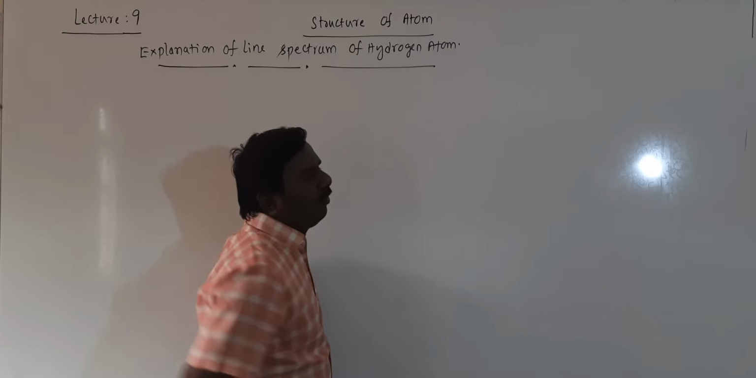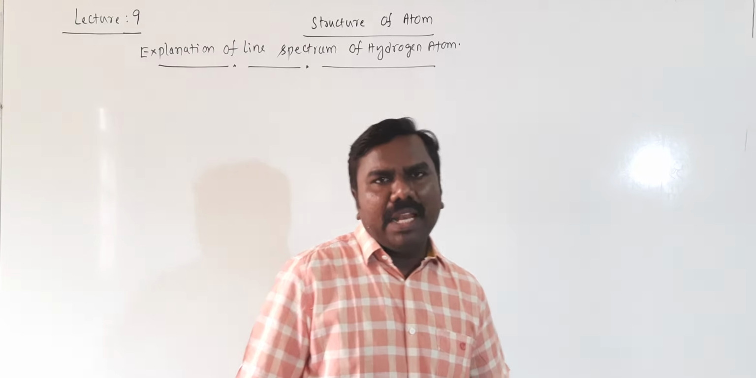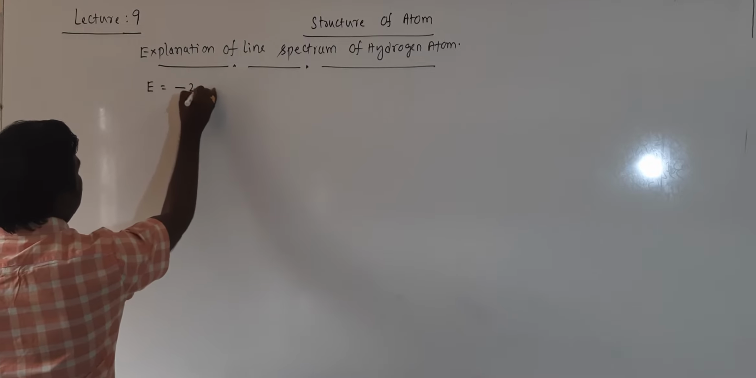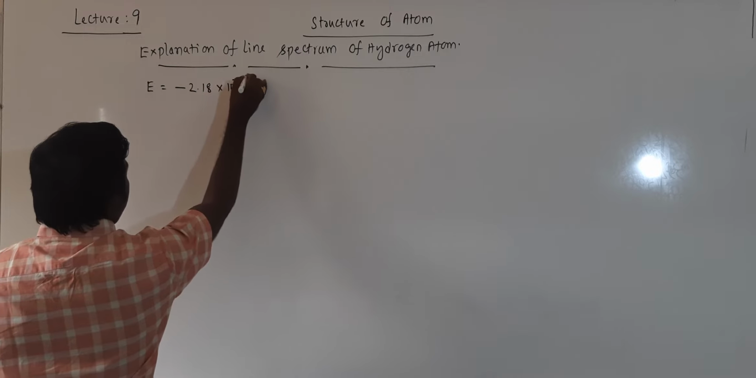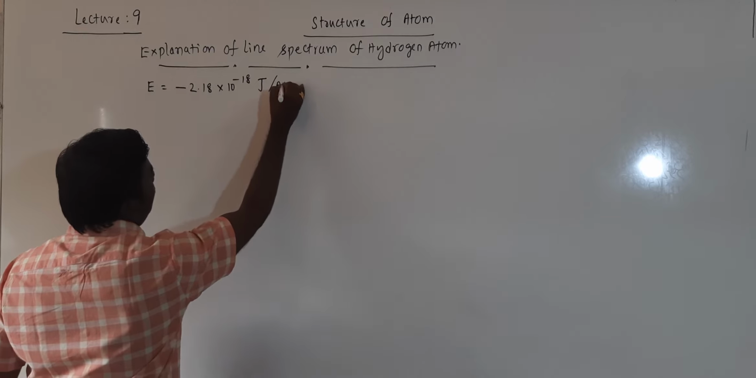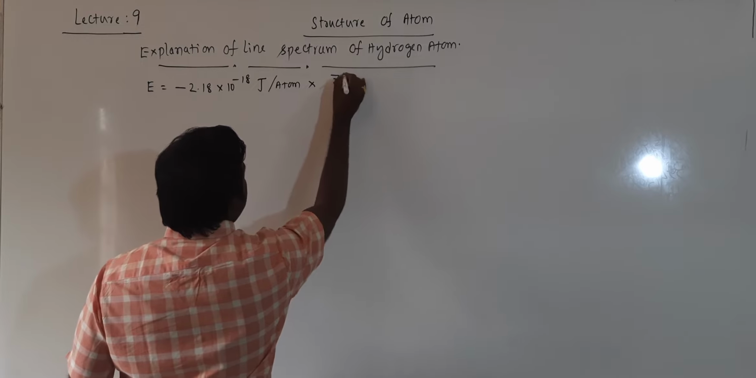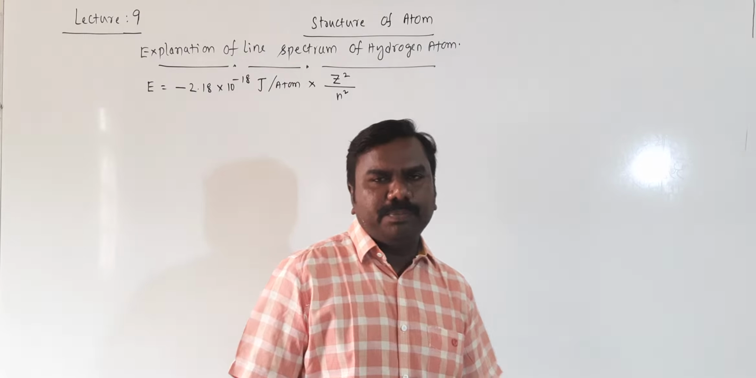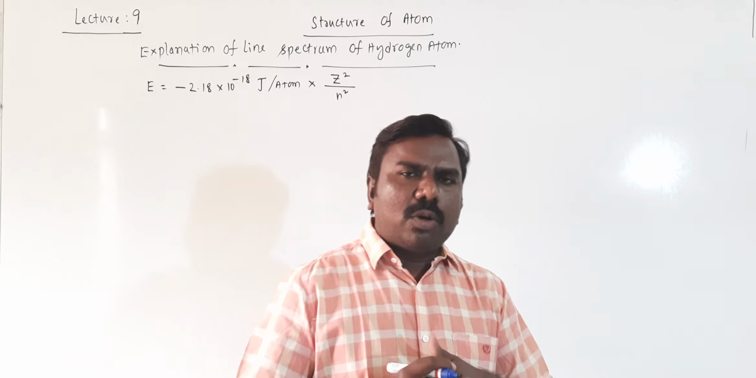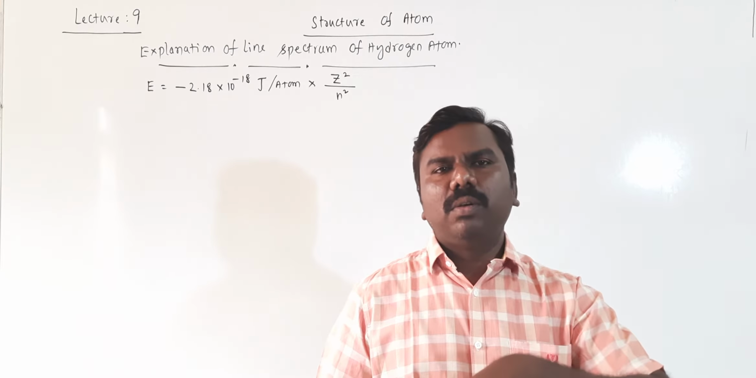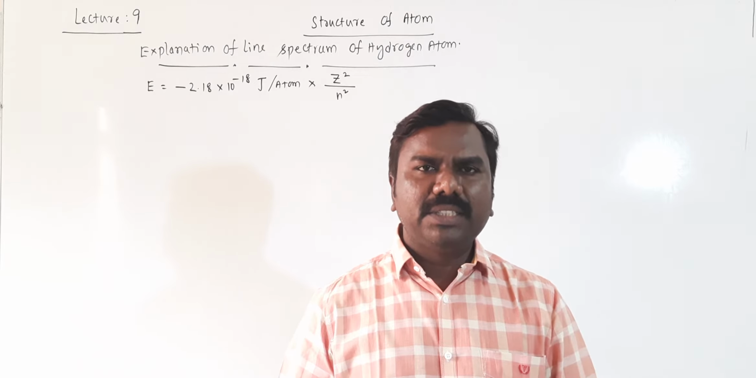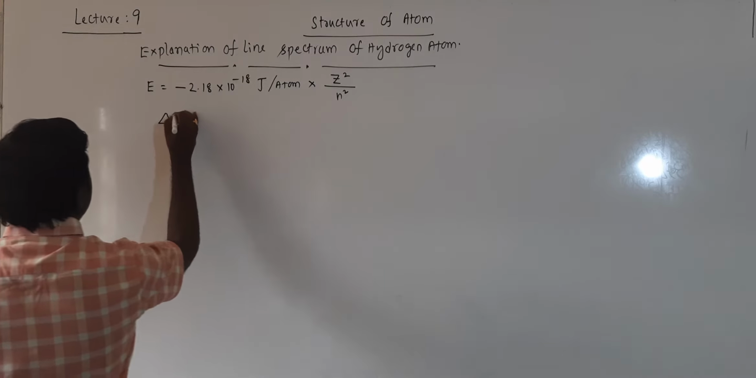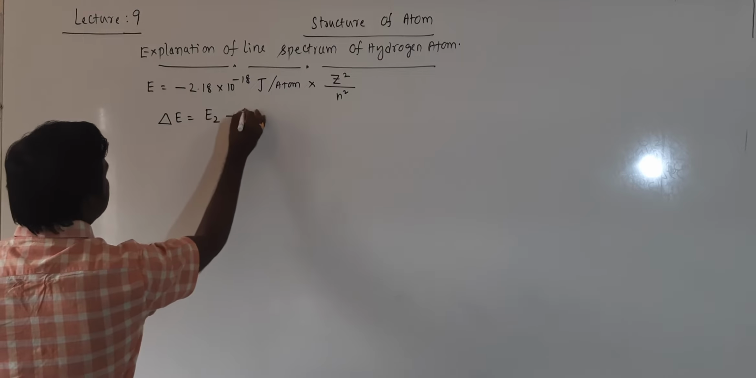So as I gave you the formula in the last video, energy is equal to minus 2.18 into 10 to the power of minus 18 joule per atom into Z square by N square. It is one formula given for us. Now when an electron jumps from lower to higher or higher to lower, in that case delta E, that is equal to E2 minus E1, is required. So delta E is equal to E2 minus E1.